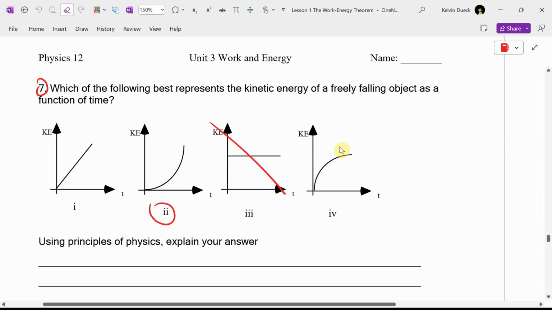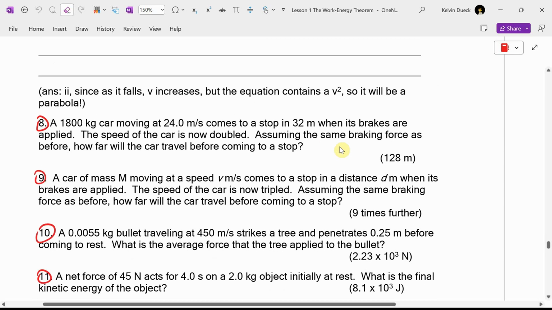Why did I circle answer 2 for number 7? It says, which of the following best represents the kinetic energy of a freely falling object as a function of time? What's the equation for kinetic energy? Half mv what? Half mv what? Squared. Oh, it's going to be a parabola. So got to be that one. So we did that one already now.